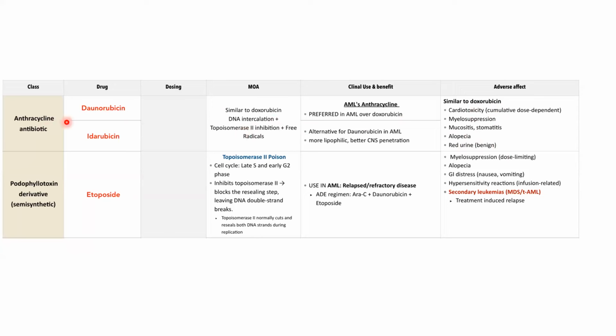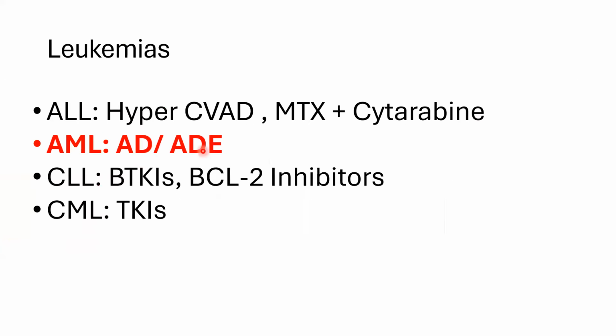However, the chemical makeup of daunorubicin is more effective on AML than doxorubicin. That's why we use this one for AML. However, we use the doxorubicin for ALL. Okay? However, they're the same class of drugs. Okay? Now, remember how we said it's either AD or ADE?